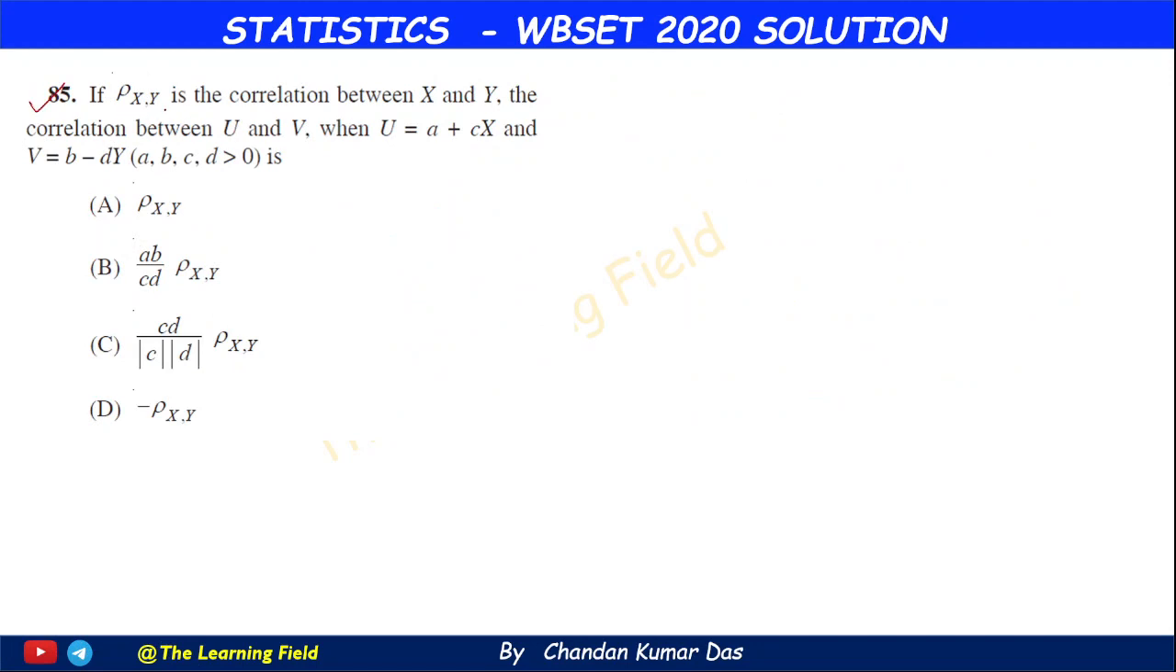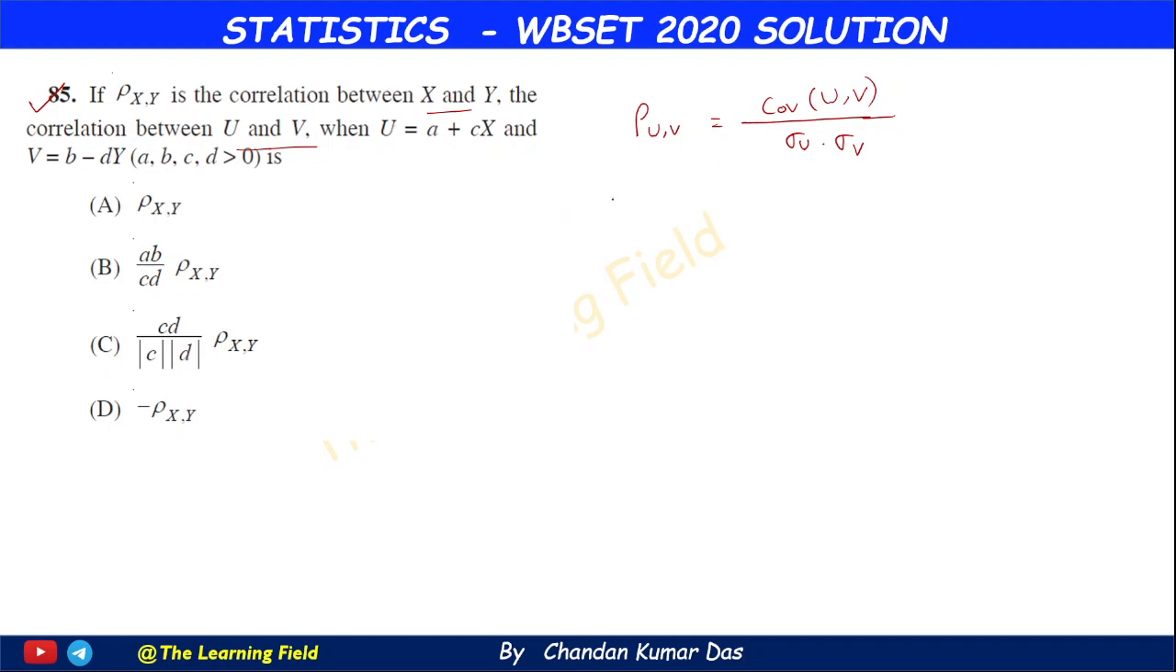Going to the next question, question number 85. It says that if rho xy is the correlation between x and y, then we have to find the correlation between u and v. So we first write the formula: the correlation coefficient between u and v is equal to the covariance of u and v divided by sigma u, the standard deviation of u, into the standard deviation of v. So we have to find these quantities.